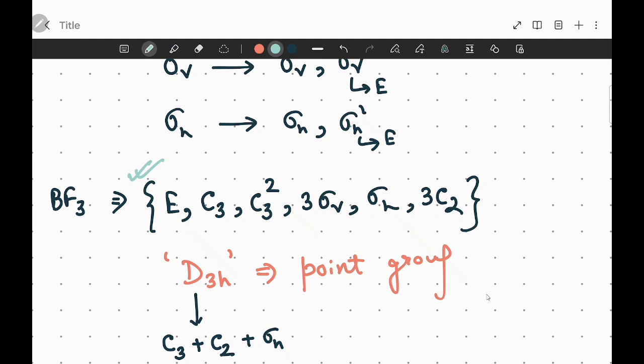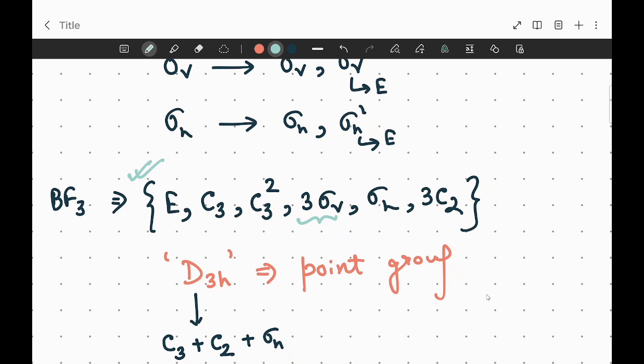Otherwise, why would you call it a group? Okay, so you have to understand. Then why have I written this as 3 sigma v? You should write sigma v 1, 2, 3, because all these sigma v are the same. Same means they belong to the same class. Same class means there must be an operation that makes them the same class. That is here a C3.